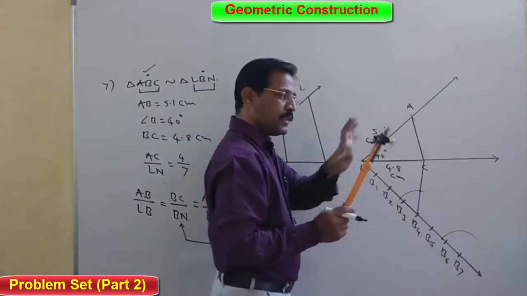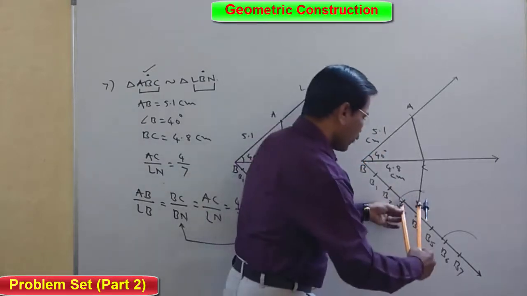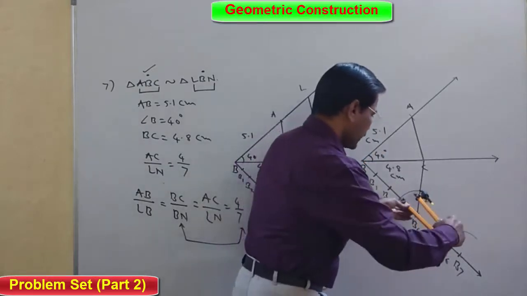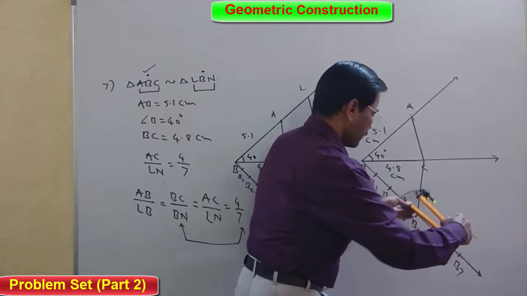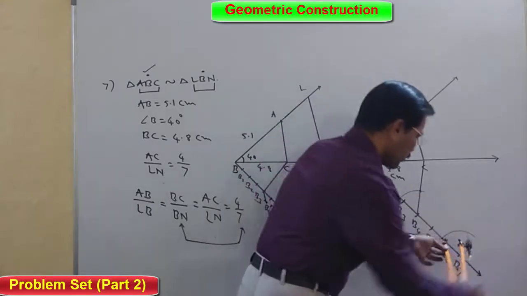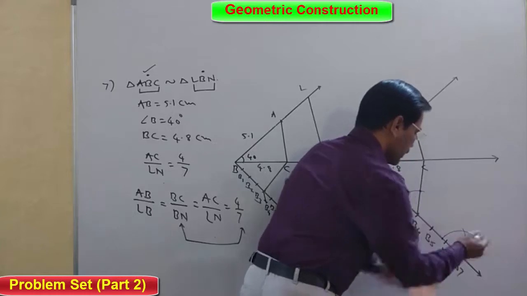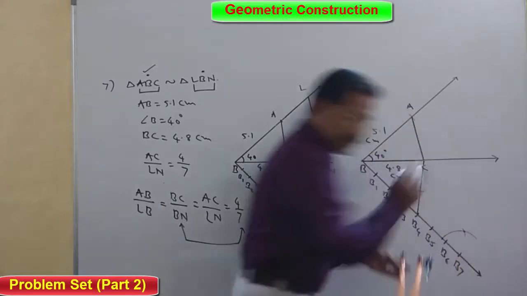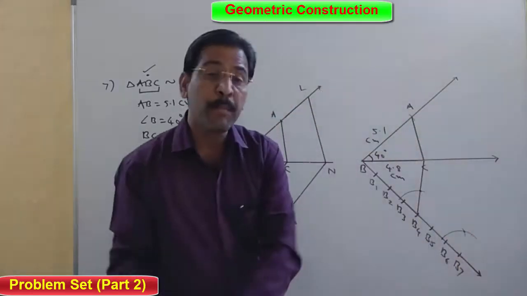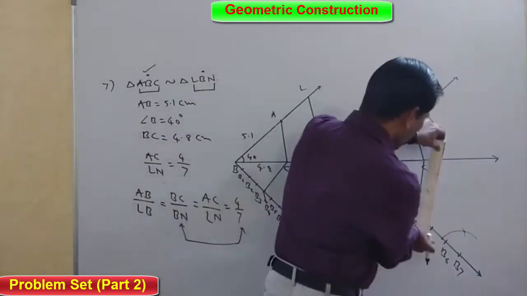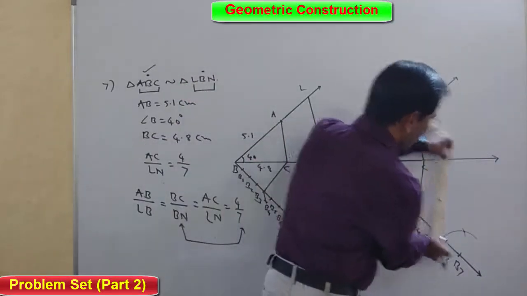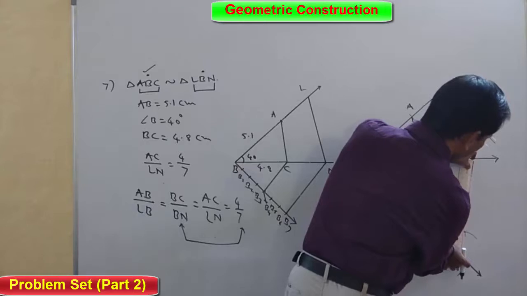Now I'll take the distance in compass from this point to here, this much. That should be adjusted like this one. By the same distance, put here on this new point and try to draw one arc here. This is the point. From that point, we are going to draw a parallel line. So that should be parallel to this BC. Okay, and B7 from this point.